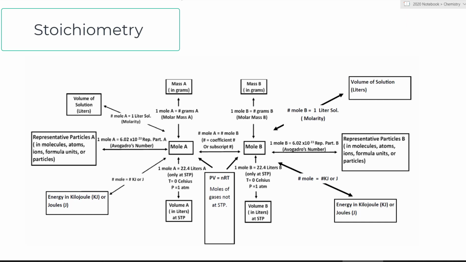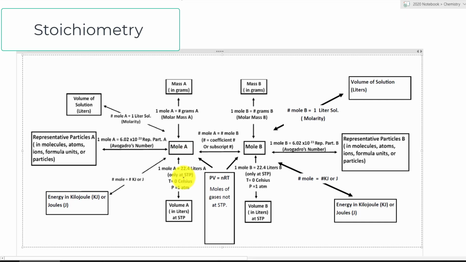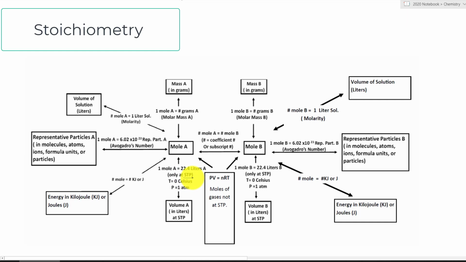For example, if you look at this side A and side B, it's pretty much the same, right? The reason why we have A and B is because we are going to deal with two different chemicals, one chemical represented by A and one chemical represented by B. And right here, you also have something called STP, and that is standard temperature and pressure. The temperature is equal to 0 Celsius, and the pressure is equal to 1 atm. So keep that in mind.